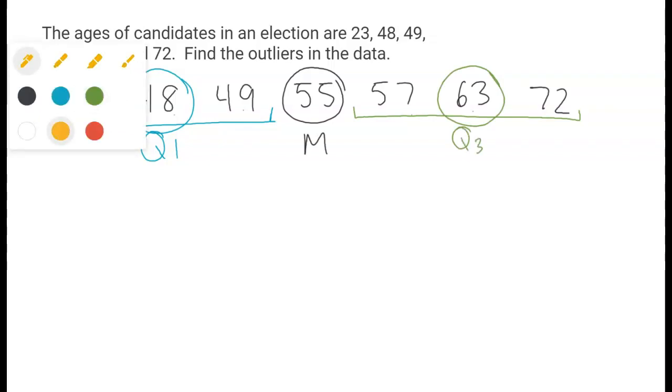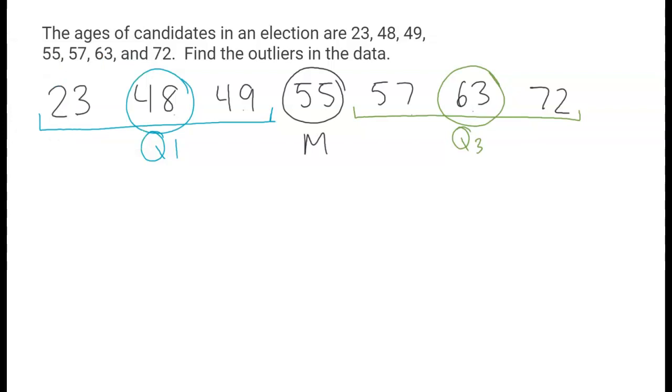And then we're going to locate the interquartile range. And we find the interquartile range by subtracting quartile 3 minus quartile 1. And 63 minus 48 is going to be 15. Now we're going to identify if there are outliers in the data. So we have quartile 1, quartile 3, and the interquartile range.